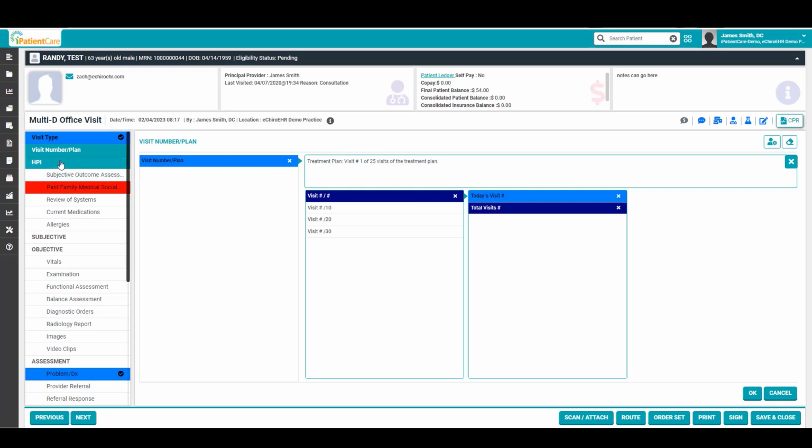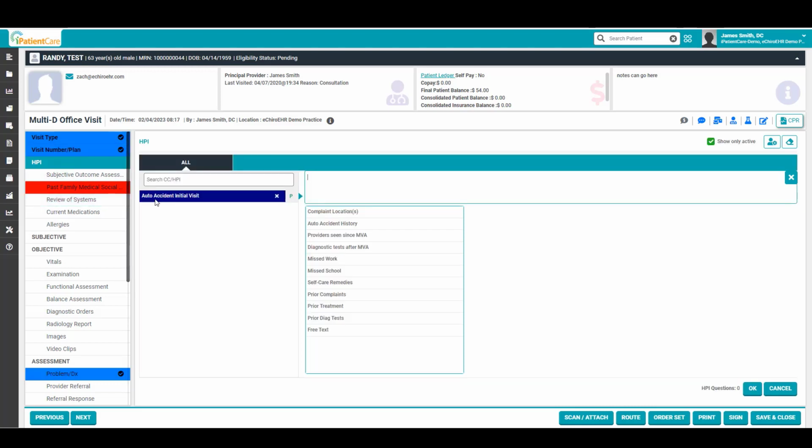Moving further down, history of present illness. We'll select that note section, and that opens up, as you'll see, the auto accident initial visit that we selected as a visit type. So then now we see these macro elements again, but in greater detail now that we're getting more into the note.